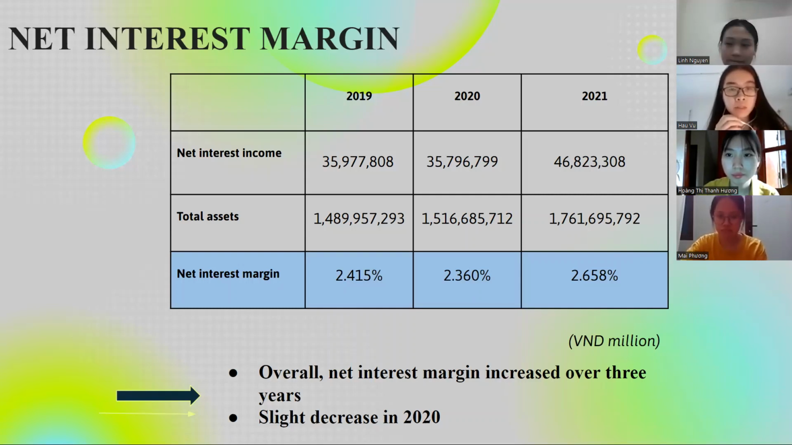And so look at the table. The table here presents the net interest margin in 3 years of BIDV. Overall, the bank's interest margin increased from 2.4% to 2.6% during the 3 years. It had witnessed a slight decrease in 2020, but it is not a concern for the bank.